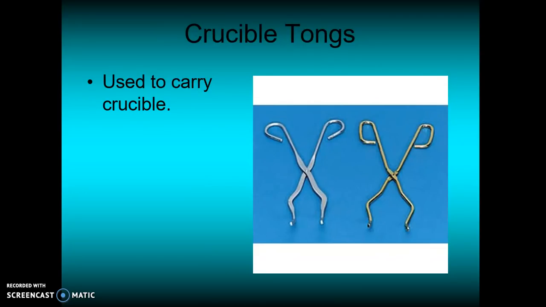Crucible tongs. As those crucibles are going to be really hot, you're not going to handle them with your bare hands. So you use these to hold those crucibles when they're hot. Remember, when you're holding these crucibles, you have to be really careful.